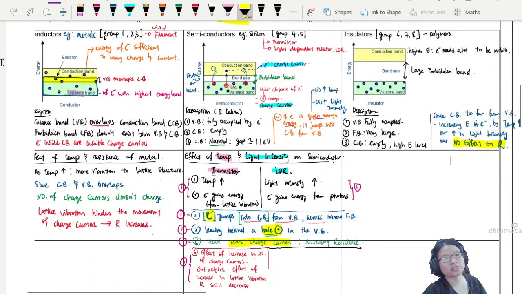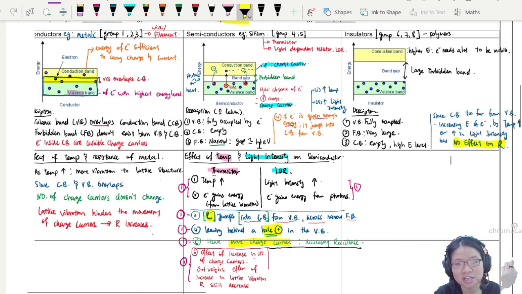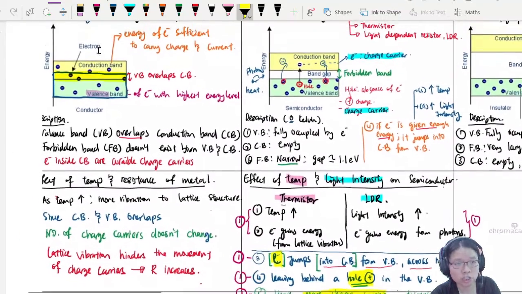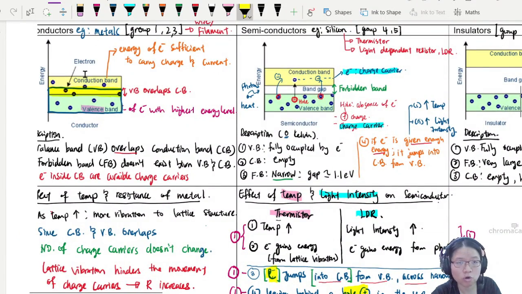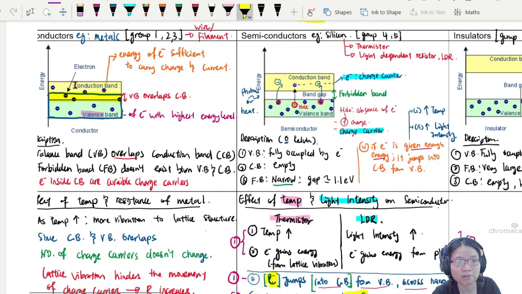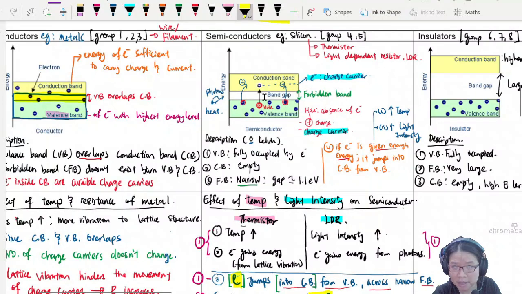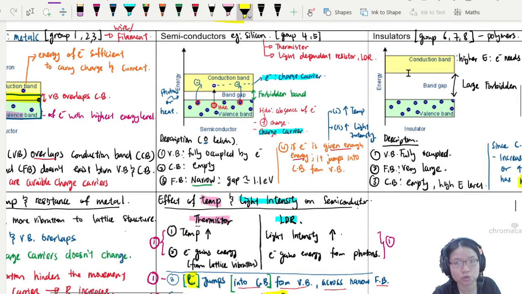Okay, so what you need to know is you need to look at the past year question sets, and you can see that they will ask in turn either the effect of temperature on resistance of a metal, effect of temperature on resistance of a thermistor or a semiconductor, effect of light intensity on the LDR or a semiconductor, to which you can write all the relevant points. Remember to state the structure of the conduction band and the valence band: overlap for conductors, small gap for semiconductors, and large gap for insulators.